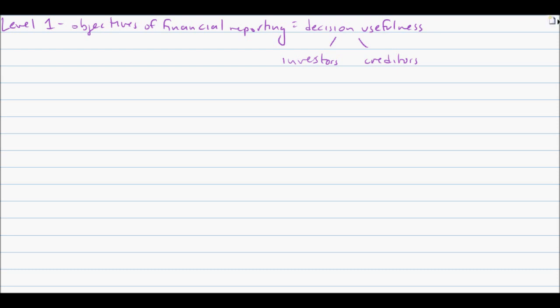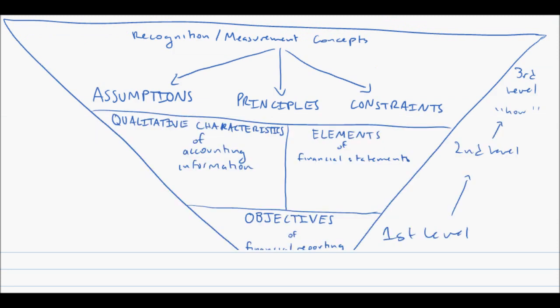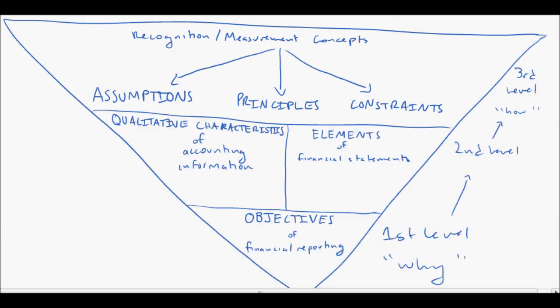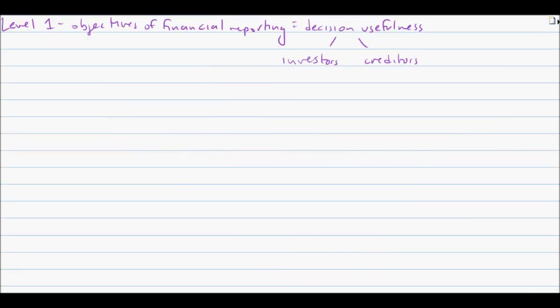Now if you remember, the second level of the conceptual framework is split between two sections: qualitative characteristics of accounting information and elements of financial statements. So let's go ahead and start with the qualitative characteristics. These can be further broken down into primary qualities and secondary qualities. The primary qualities of accounting information are relevance and reliability.